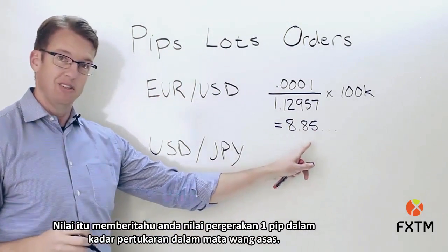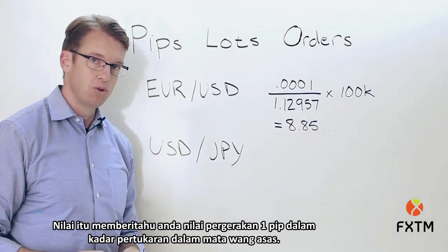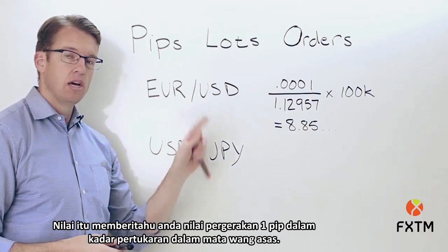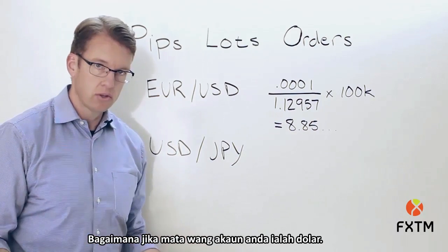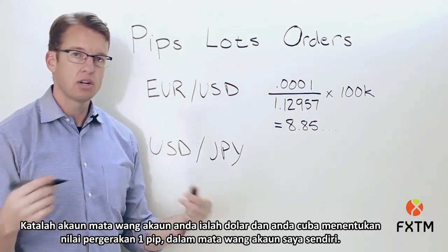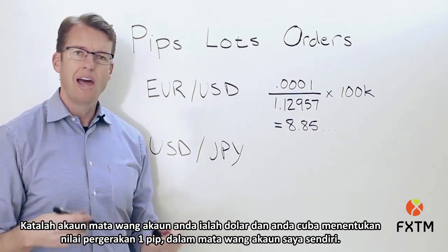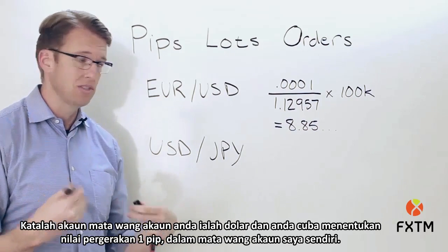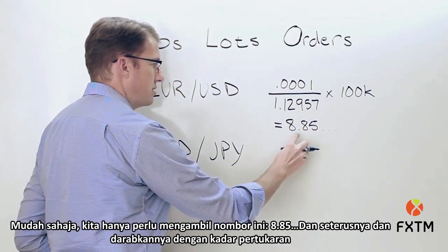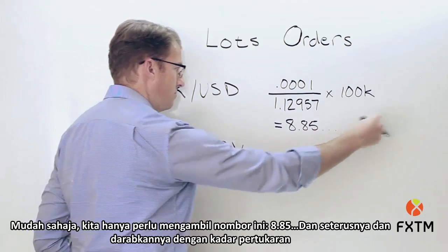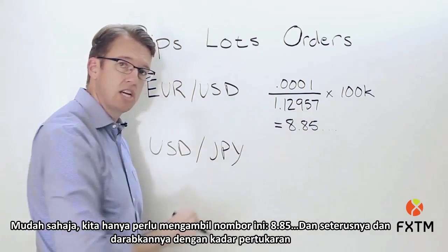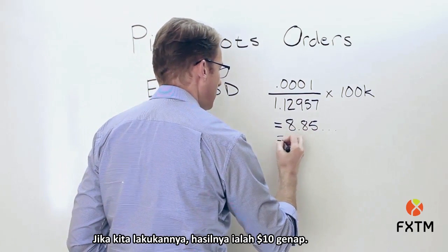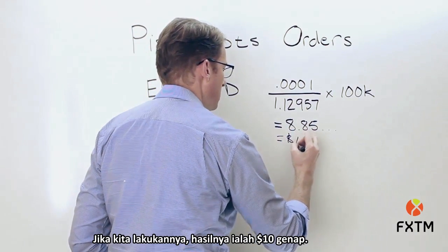Now, what that is telling you is how much a 1 pip move in the exchange rate is worth in base currency terms. So what if your account currency is the dollar? Let's say that your account currency is the dollar and you're trying to figure out, how much is a 1 pip move worth to me in my own account currency? Well, that's easy. All we have to do is take this number here, 8.85 and so forth, and multiply it by the exchange rate, which is 1.12957. And if we do that, that's going to come out to be an even $10.